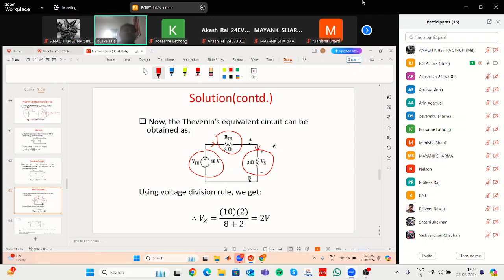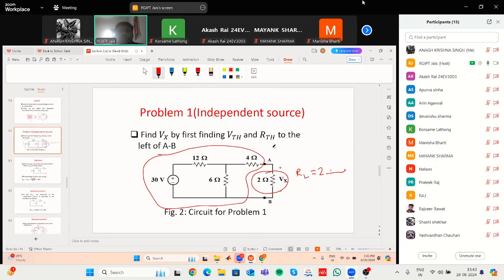Now, how to get that simplified circuit from this complex circuit? 3 steps. Okay, 3 steps are there. Broadly 3 steps are taken.